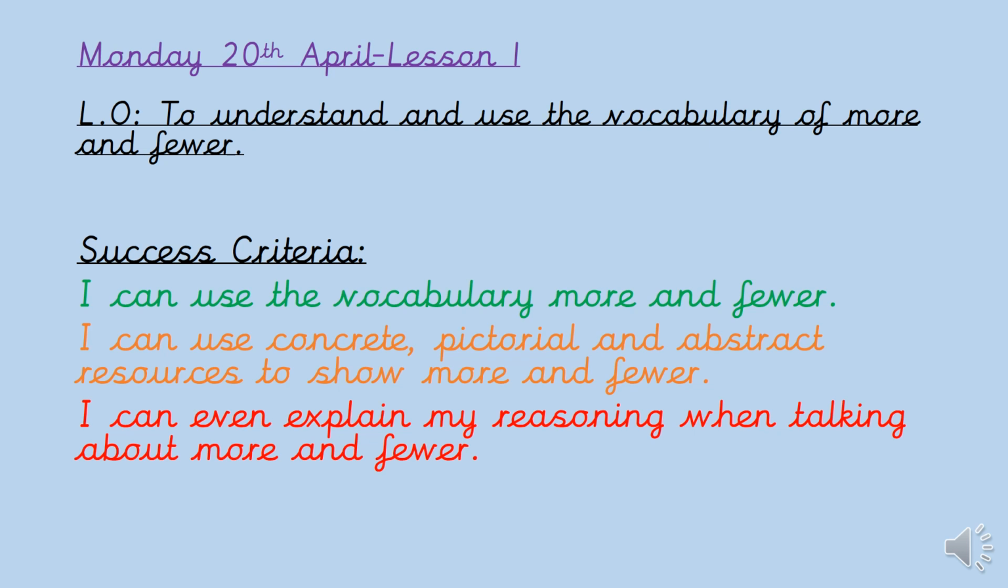So our success criteria, the three things we're aiming for by the end of the week, is to use the vocabulary of more and fewer in our activities, to use concrete, pictorial and abstract resources to show more and fewer, and I'll tell you about that in a minute, and to even explain your reasoning when talking about more and fewer. So that's looking at our oracy skills.